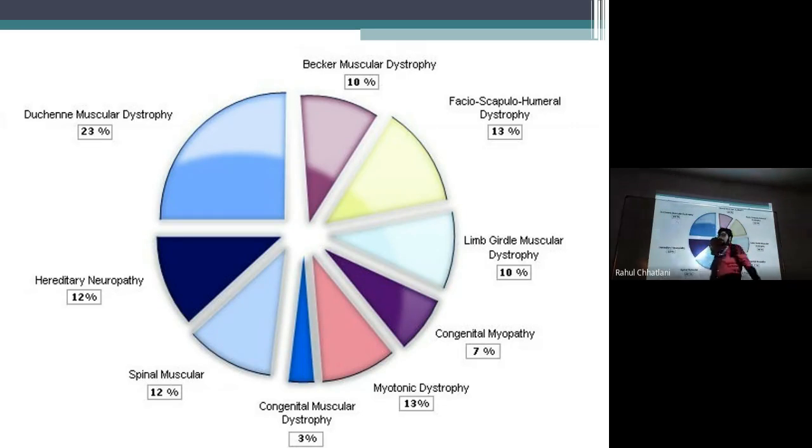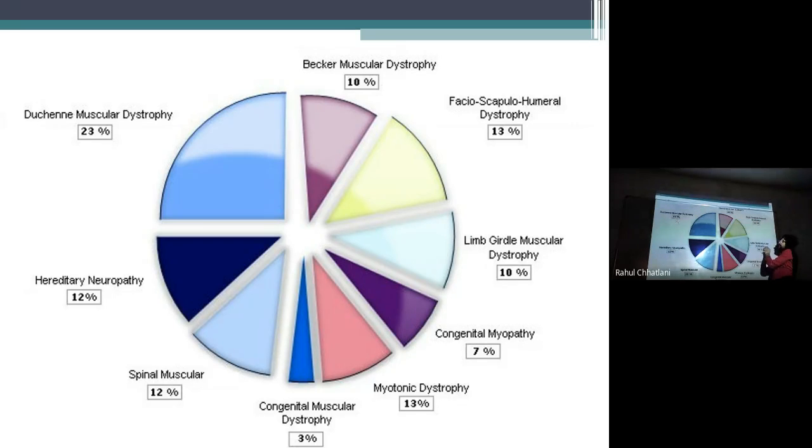Duchenne's muscular dystrophy, of course, we are going to see in detail. Becker's muscular dystrophy is somewhat a lighter version, or not so severe a version, of Duchenne's muscular dystrophy. We are also going to see facioscapulohumeral dystrophy. Facio relates to the face, scapulo to the scapula, and humeral to the shoulder. So three regions are affected: face, scapula, and humerus, the shoulder region. That is facioscapulohumeral dystrophy.